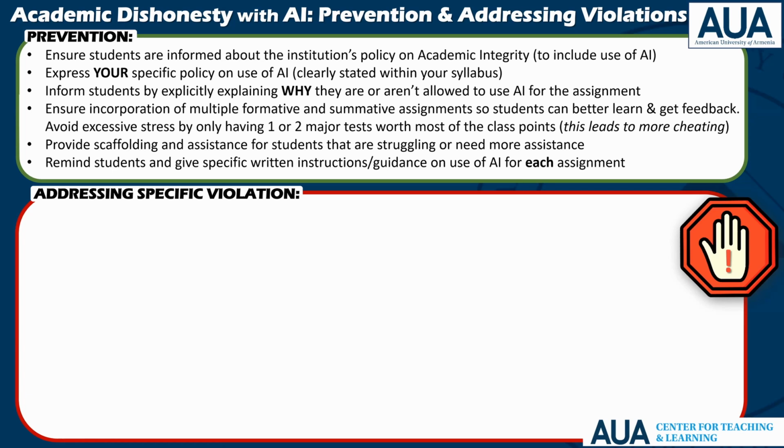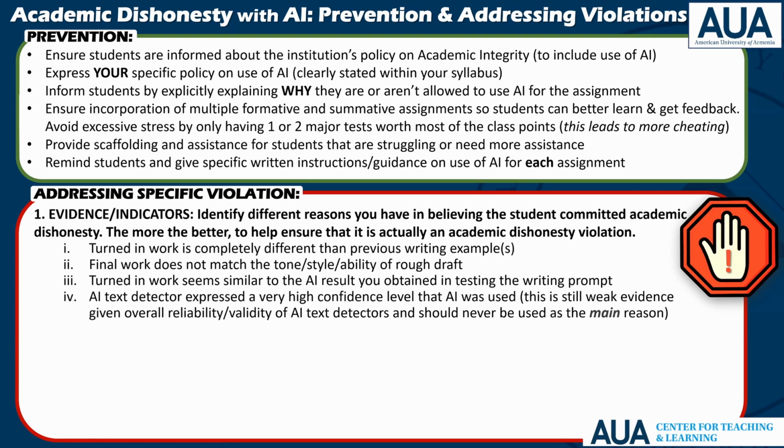Having said all of that, sometimes students still violate the policy, and so now we have to address a specific violation. The very first thing we have to think about is that we need to ensure that we understand why we think that there's been a violation. So we need to gather evidence, or at the very least, we need to gather indicators. We should identify different reasons why we believe that the student committed academic dishonesty. The more pieces of evidence or the more indicators we have, the better.